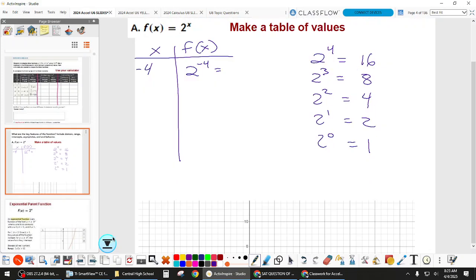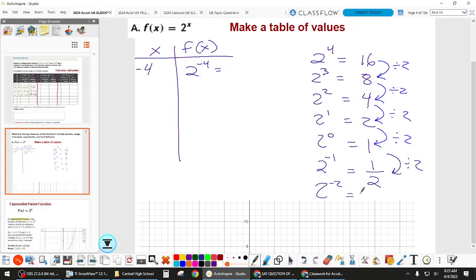That's going to be something that you use a lot in this unit. Okay, now look what's happening. Like each time we do what? Divide by 2. So, what do you predict our next result should be? 2 to the negative 1 should be divide by 2 again, right? So this should be 1 over 2. And again, we're dividing by 2. So 2 to the negative 2 should be 1 over 2 squared, which is 1/4.